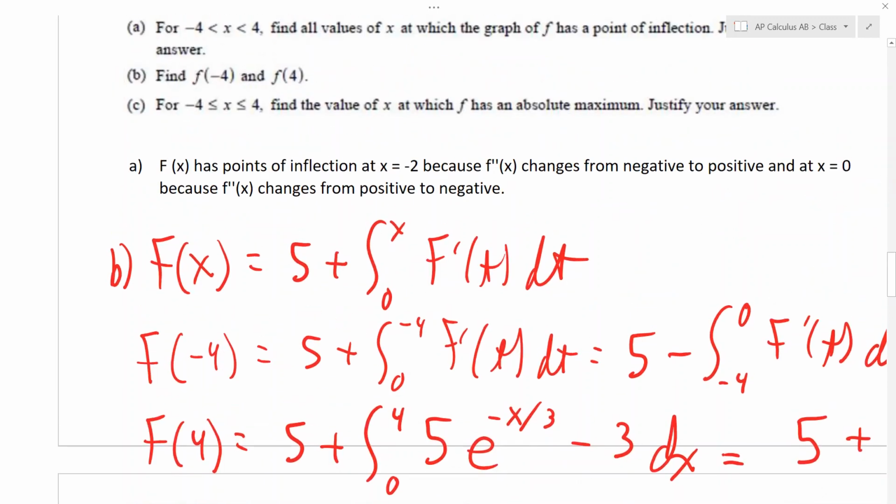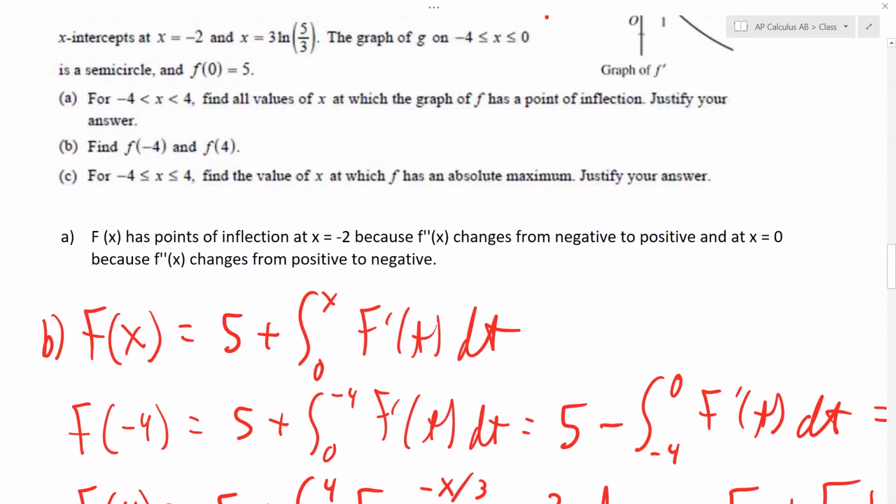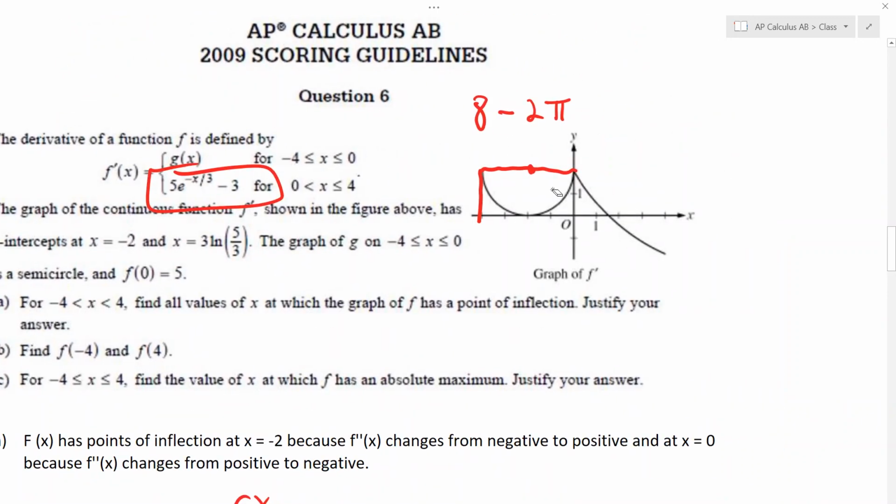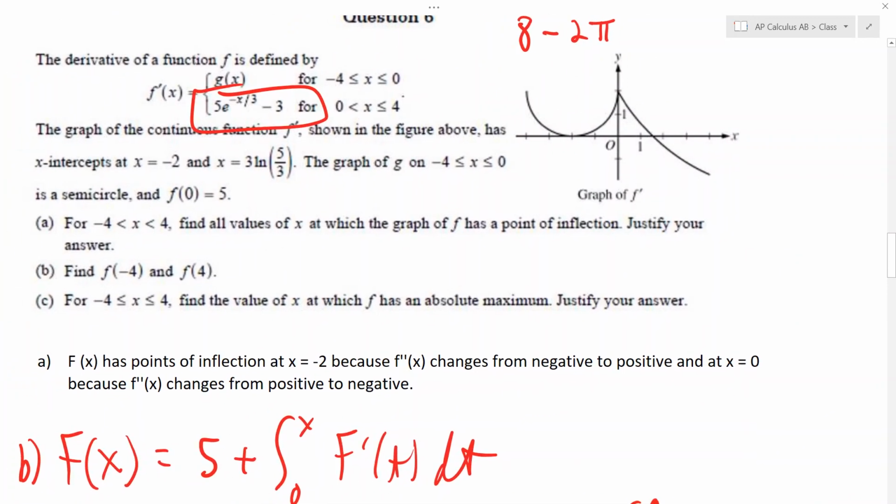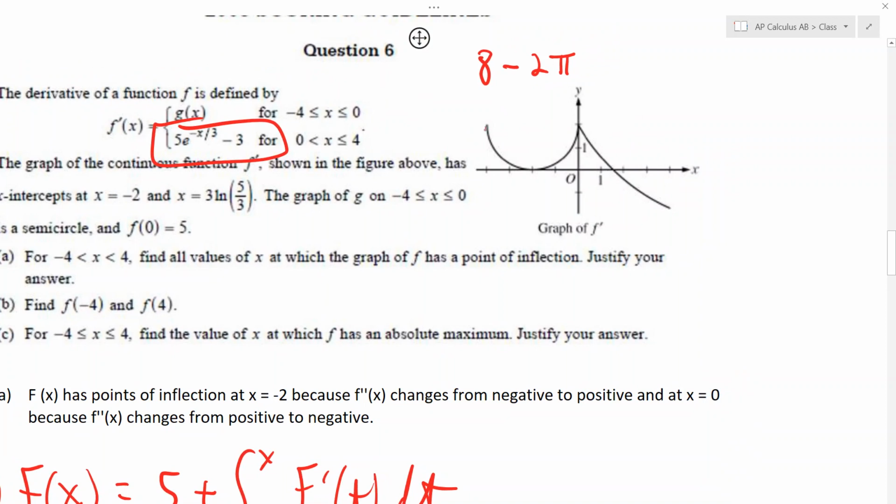And then part C says find the absolute max. Well, that means we need to find the value of f at the candidates: at negative 4, which we already found, at positive 4, which we already found, and also at this critical point right there. We haven't found that yet. We know that x value, but we don't know what f is at that x value. So we have to find f of 3 ln of 5/3.